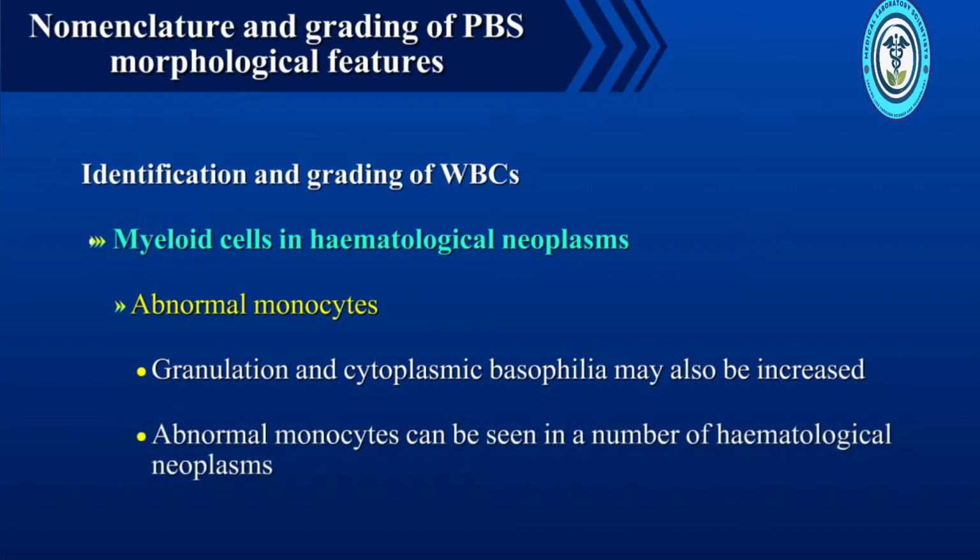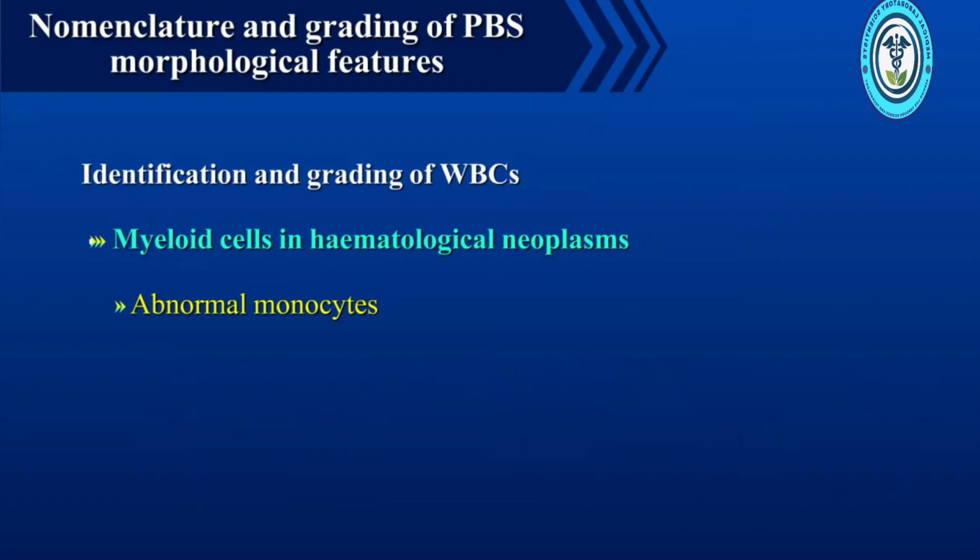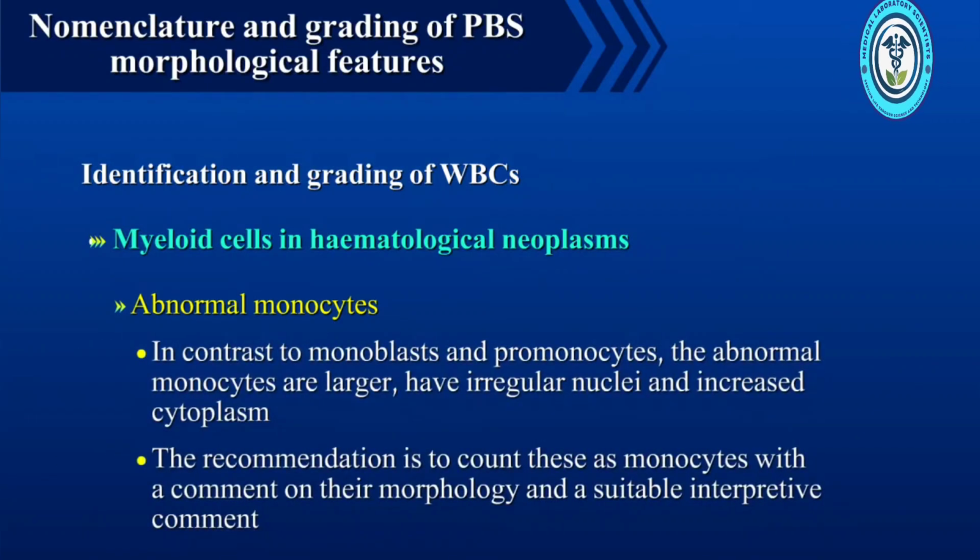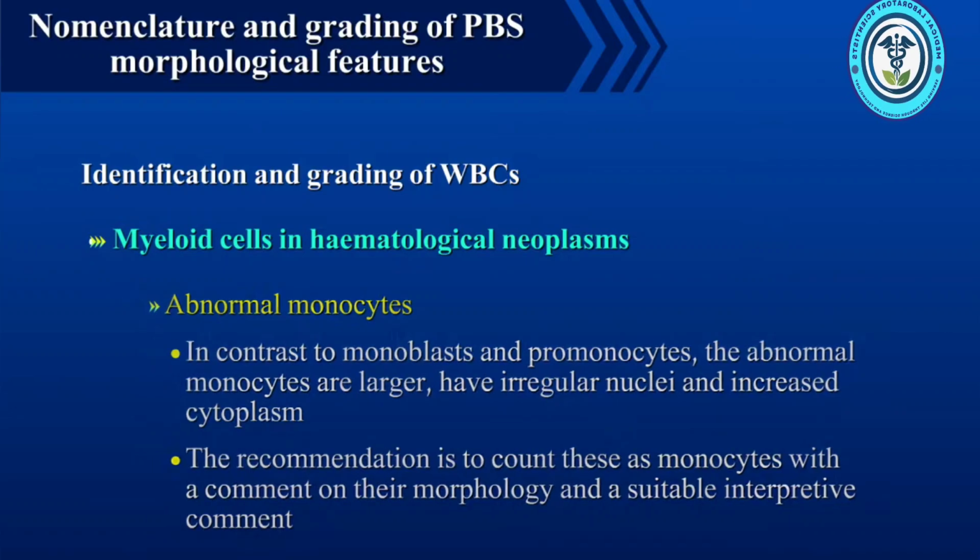Abnormal monocytes can be seen in a number of hematological neoplasms. In contrast to monoblasts and promonocytes, the abnormal monocytes are larger, have irregular nuclei, and increased cytoplasm. The recommendation is to count these as monocytes with a comment on their morphology and a suitable interpretive comment.